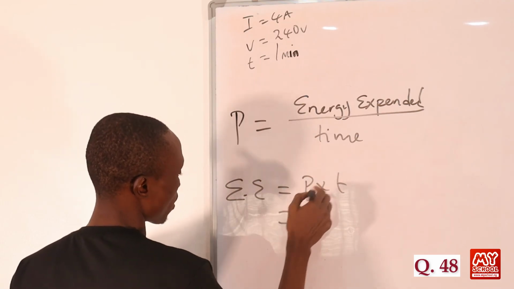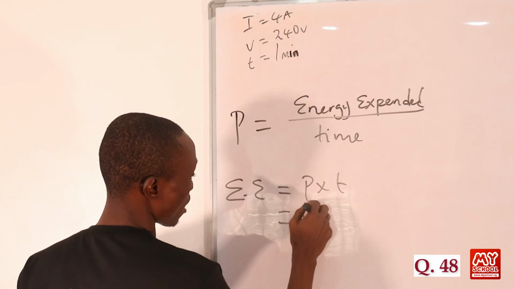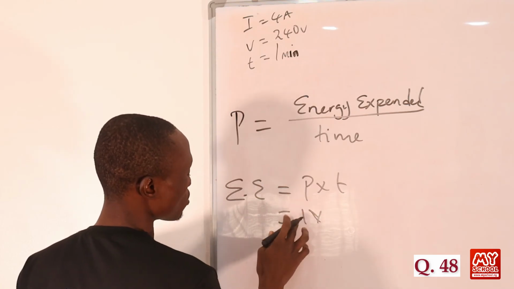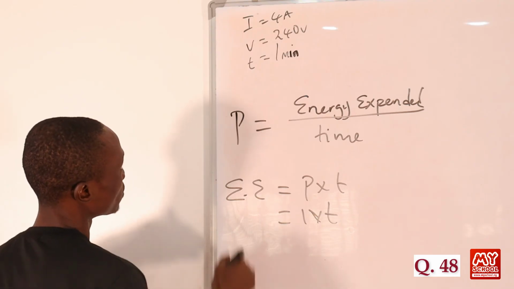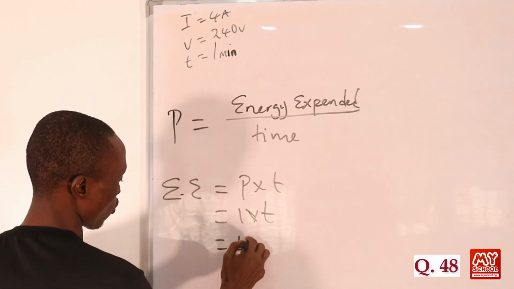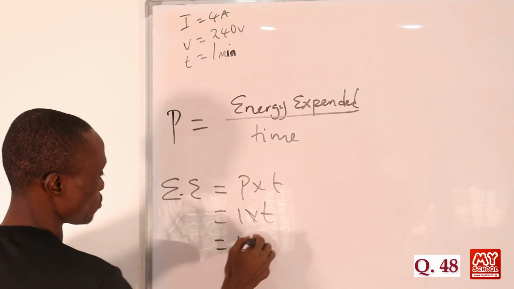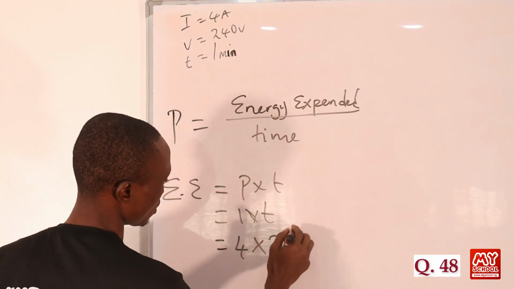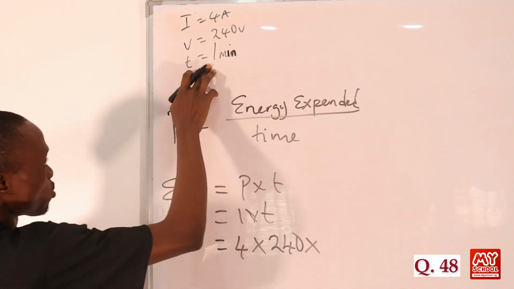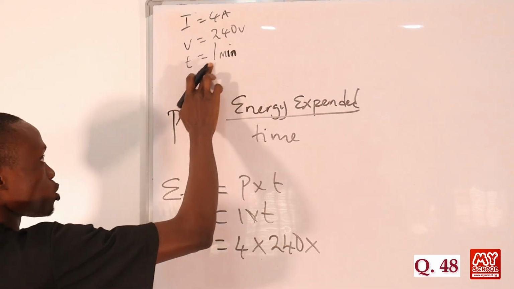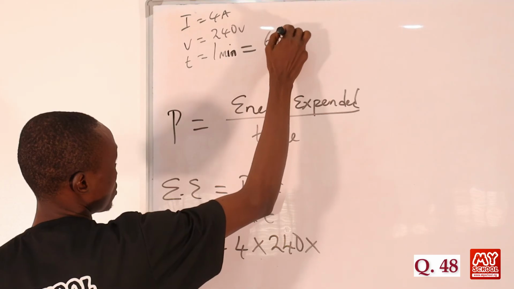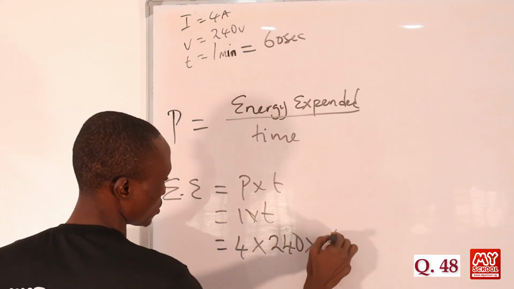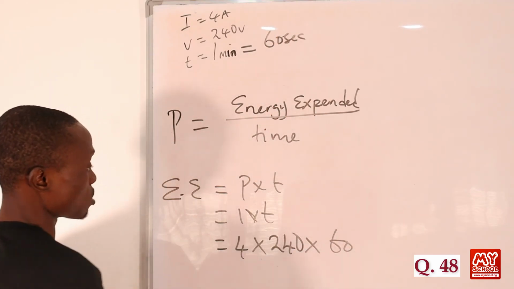But remember that power is IV. So here we'll be having IV times T, right? So I is given to us to be equal to 4. So we'll put our times here. V is given to us to be equal to 240. And then T is given to us to be equal to 1 minute. But this minute we have to convert to seconds. So 1 minute is equivalent to 60 seconds. So here we put 60, right?